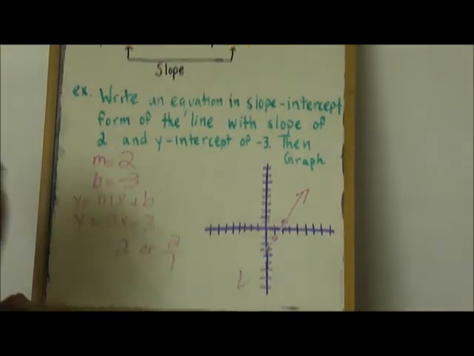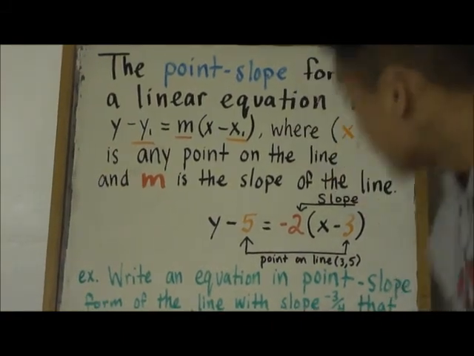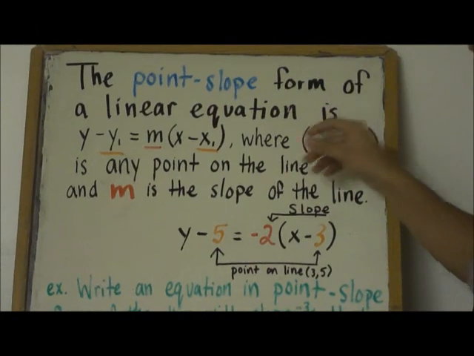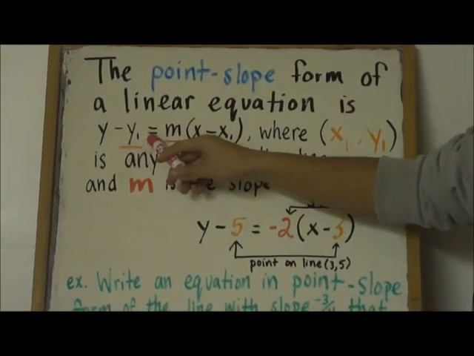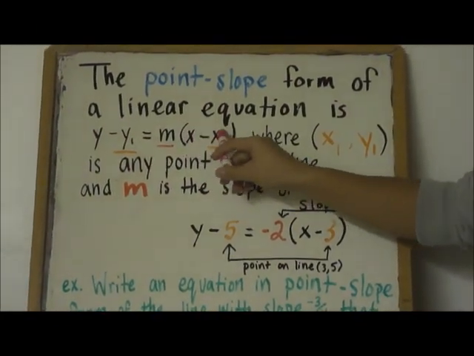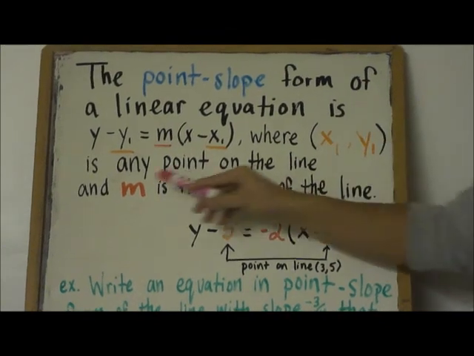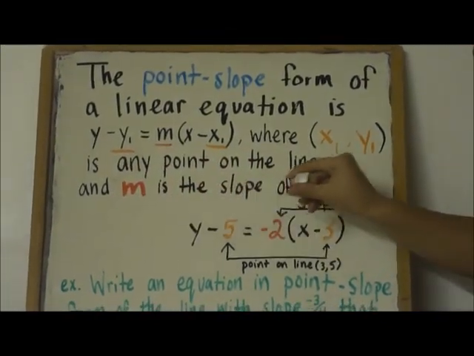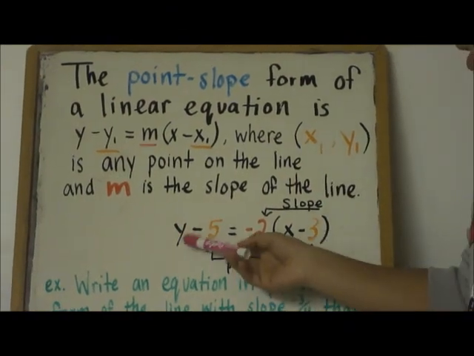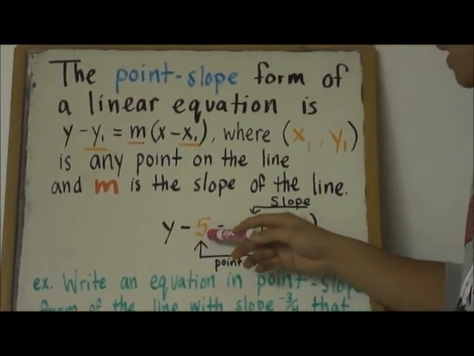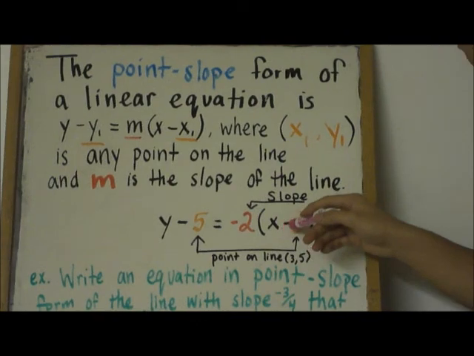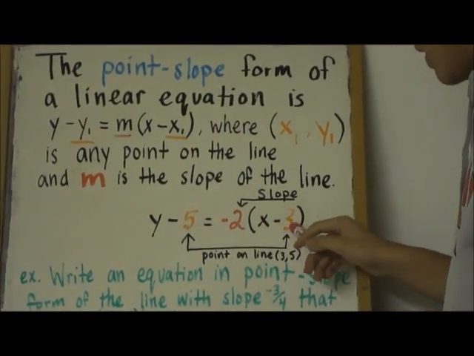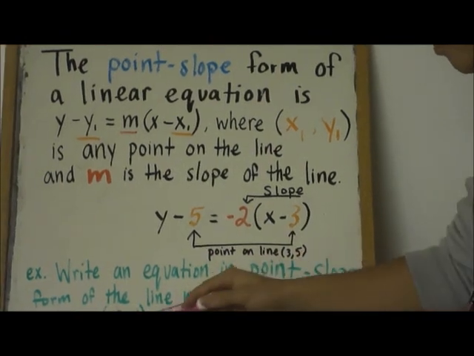And there you go. The second equation, the point-slope form of the linear equation, is y minus y1 equals m parentheses x minus x1, where x1 and y1 is any point on the line and m is the slope of the line. Here's an example. Y minus 5 equals -2 parentheses x minus 3. The -2 is the slope, and 5 and 3 is the point on the line.